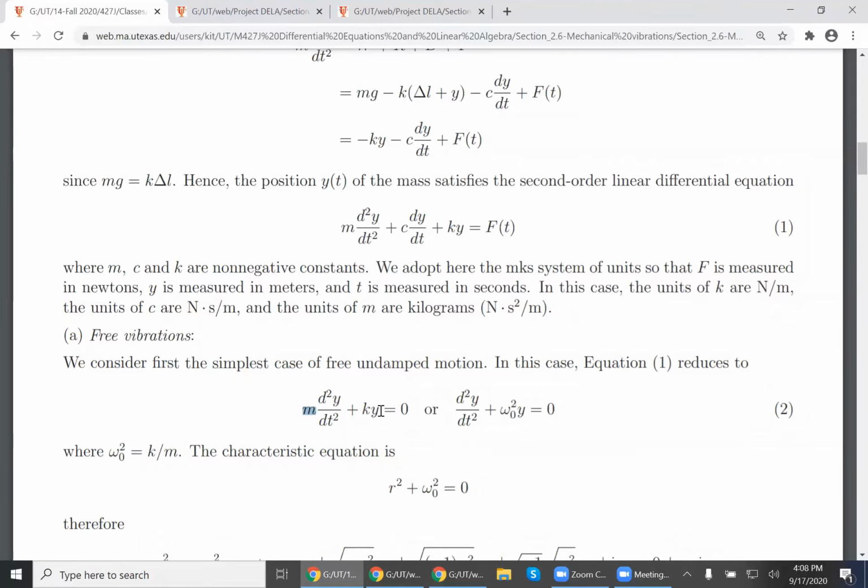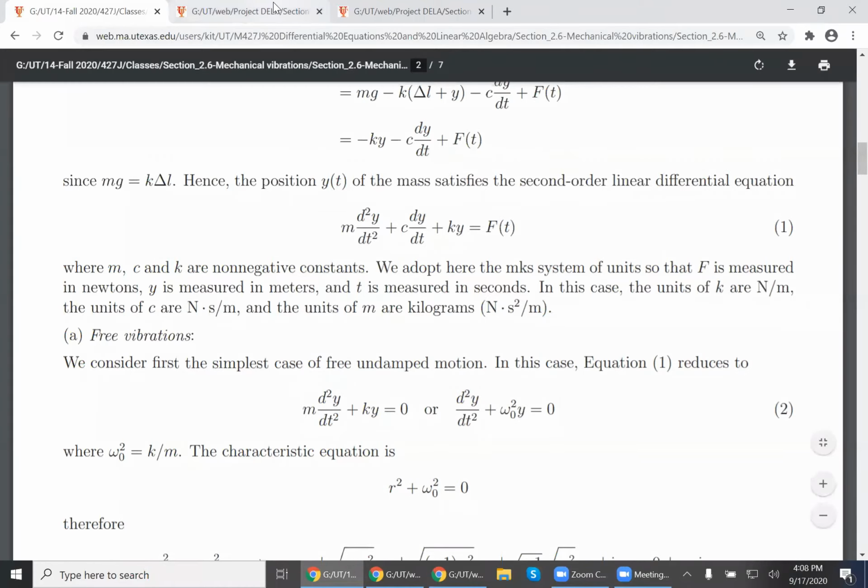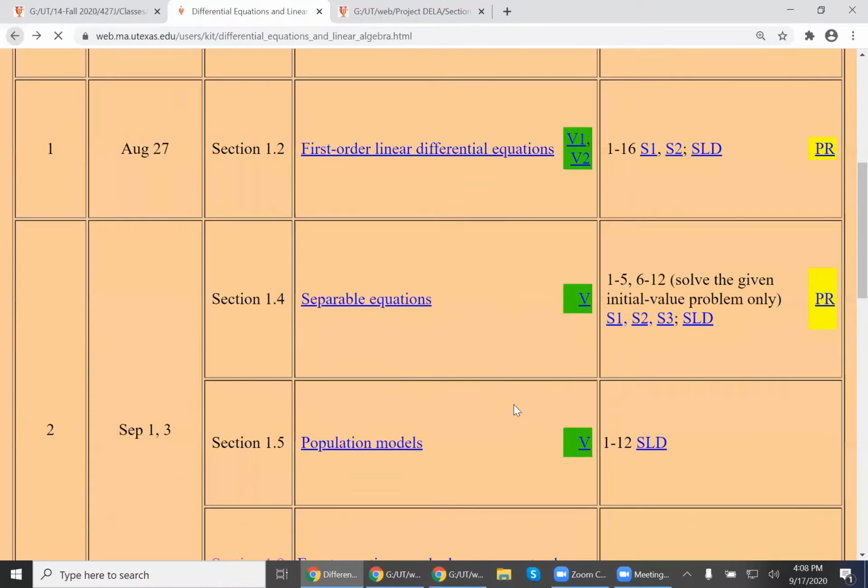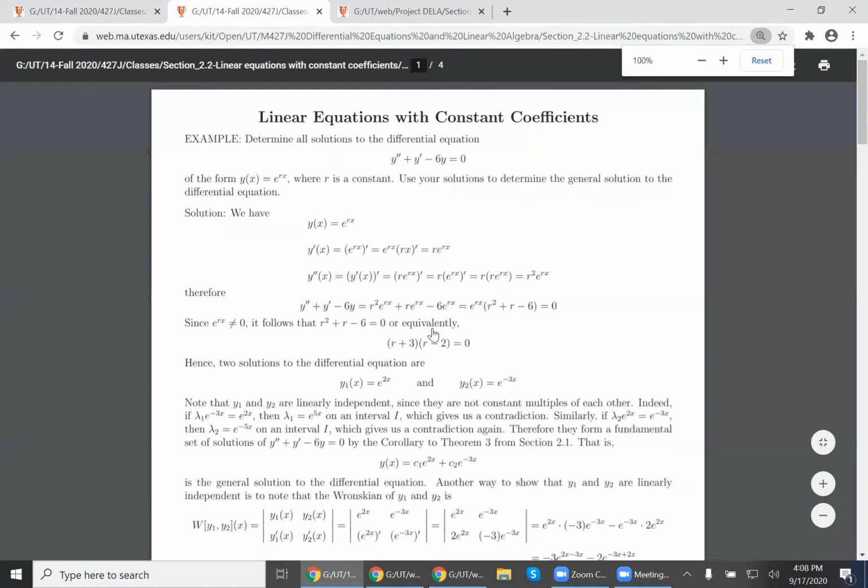Done. 0 divided by m is 0. Done. And if we denote k divided by m by omega 0 squared, we come up with this equation. This is a homogeneous second order linear equation with constant coefficients. We perfectly know how to solve it. In order to solve it, we go back to section 2.2.